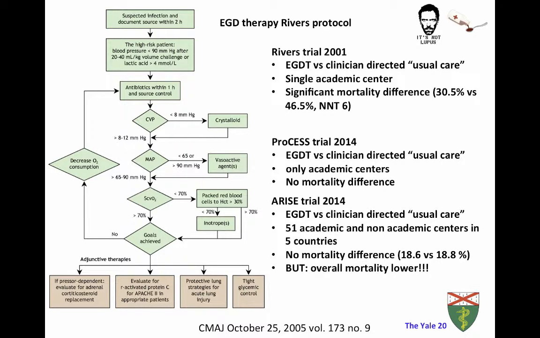The ARISE trial, which was a much larger randomized trial of 1,600 patients, did not find any major difference in mortality, but it did find that the overall mortality rate was much improved compared to previous studies. However, it is important to keep in mind that it was unblinded. Therefore, it called into question the early goal-directed algorithm proposed by Rivers.